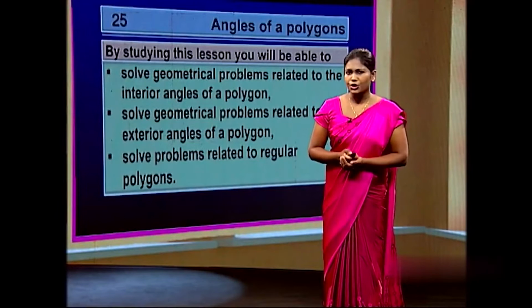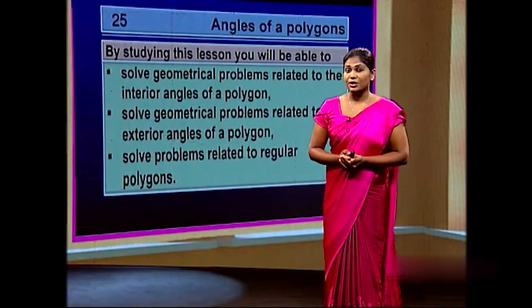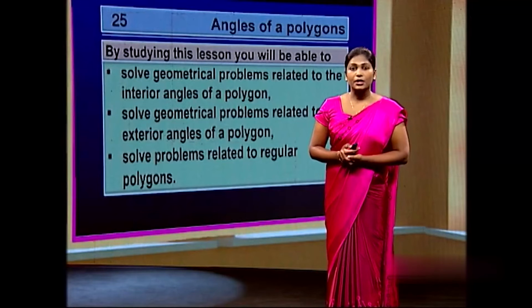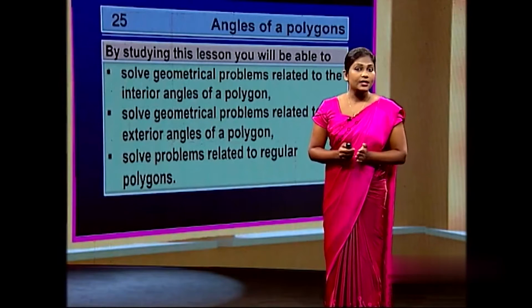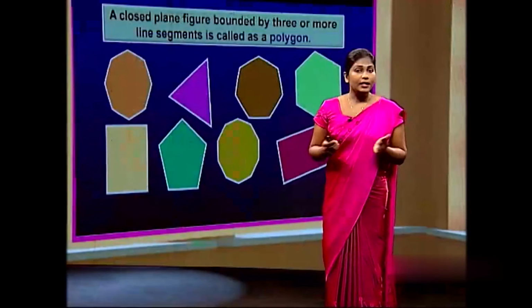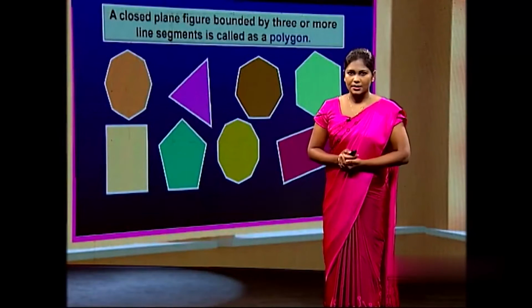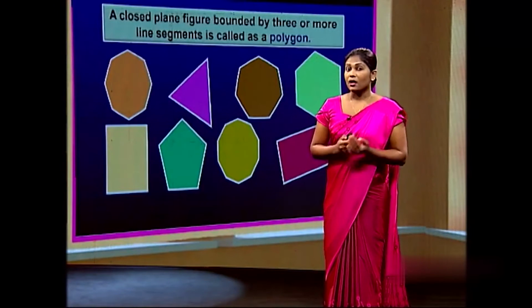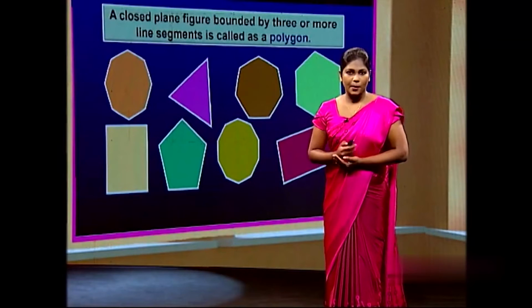What is a polygon? Do you know the meaning of that? Yes, in grade 7 and 8 you learned about that. A polygon is a closed plane figure bounded by 3 or more line segments. So we can define it like this: a closed plane figure bounded by 3 or more line segments is called a polygon. We can separate polygons into two types. What are they? Concave polygon and convex polygon.